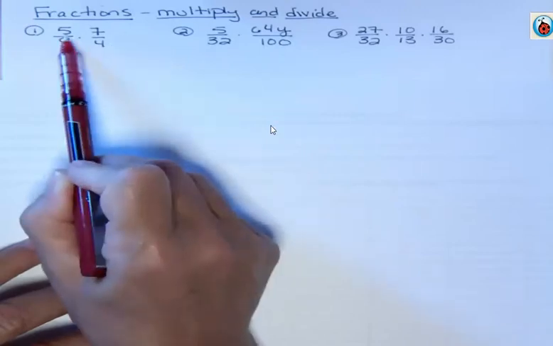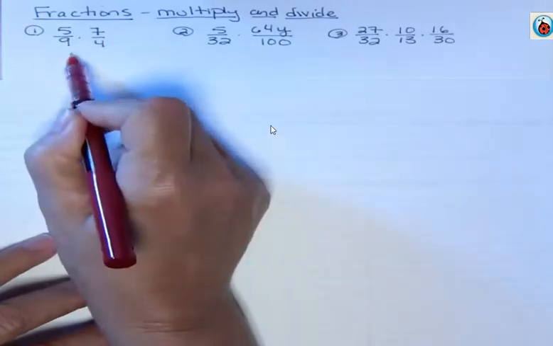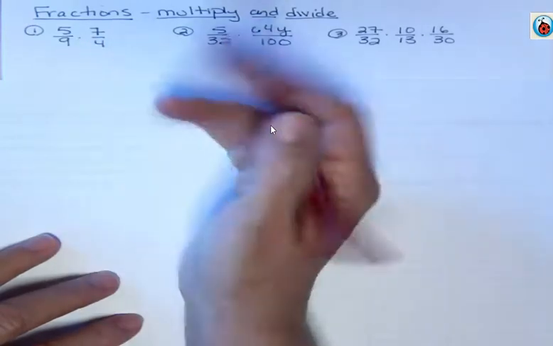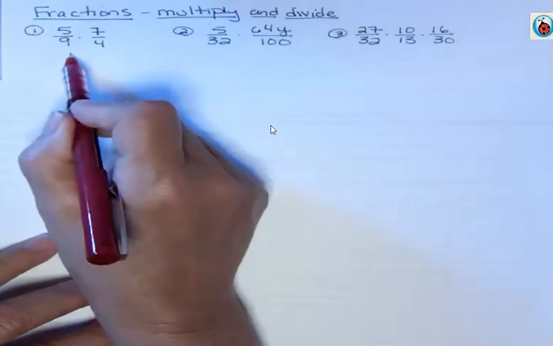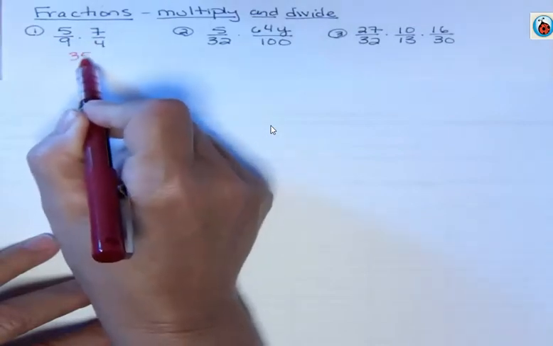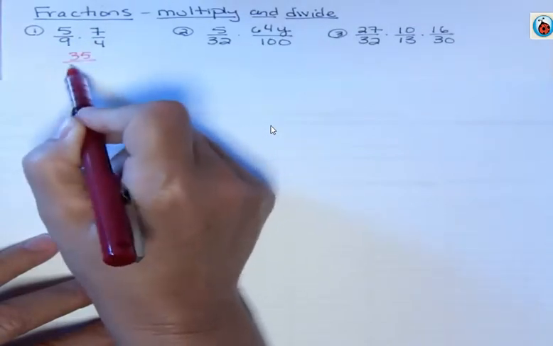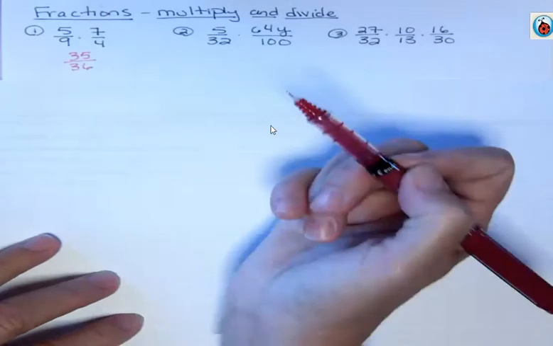So 5 times 7 is 35. I can't reduce anything here. There's nothing in common. So all I have to do is multiply. 7 times 5 is 35. 9 times 4 is 36. And that's it. That's my final answer.